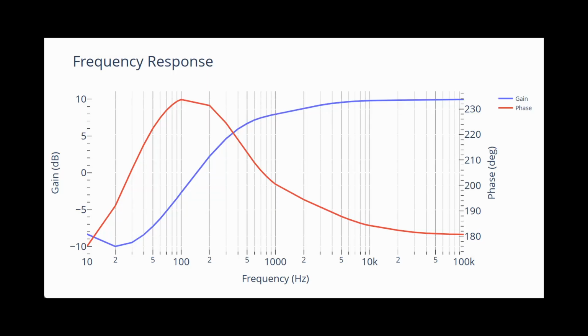This was a generated chart. The red curve is phase and the blue is gain. This is with the bass control set low, as can be seen from the blue line.